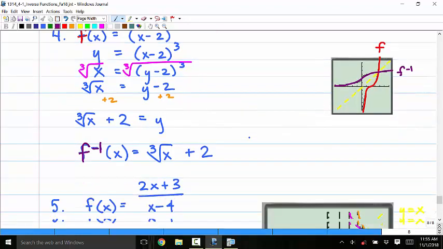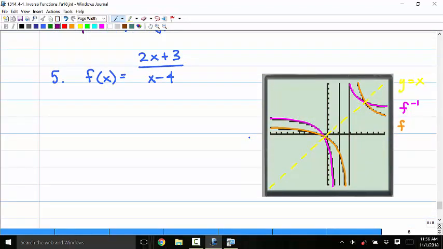Okay, this one's a little more challenging. Number 5. Why would I do that to you? On this one, f is orange. F is always decreasing. It has a vertical asymptote at x equals 4. Where does it have a horizontal asymptote? Degree is the same, so y equals 2 over 1, y equals 2.